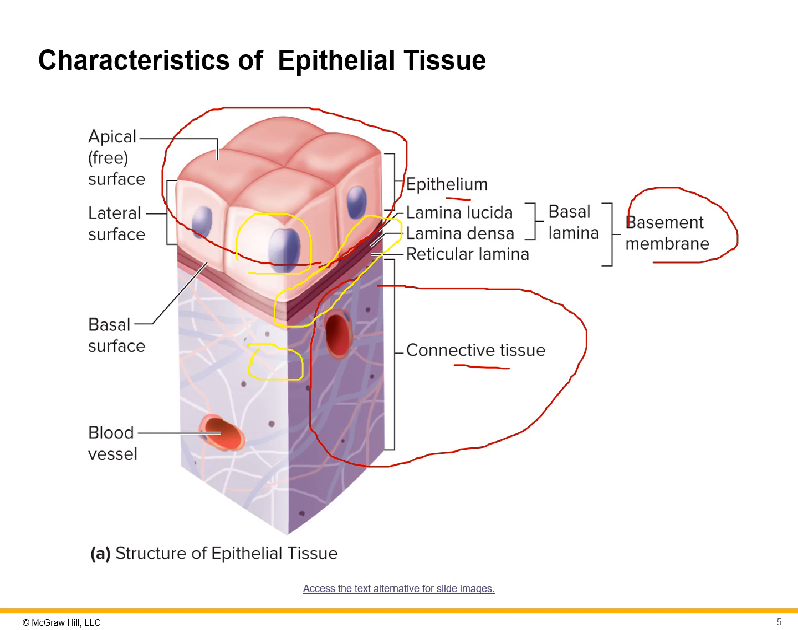And then again, just the divisions, that basement membrane is divided into the reticular lamina and the basal lamina, but then the basal lamina is further subdivided into the lamina lucidum and the lamina densa.